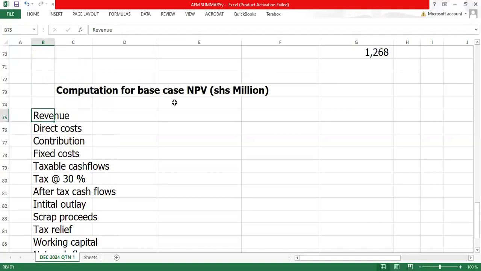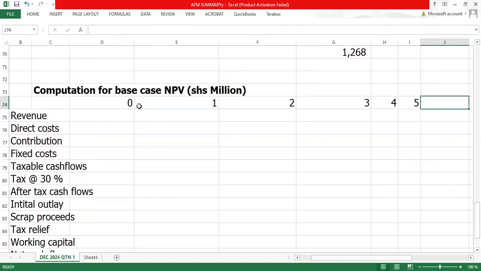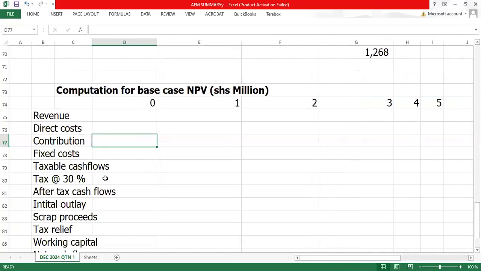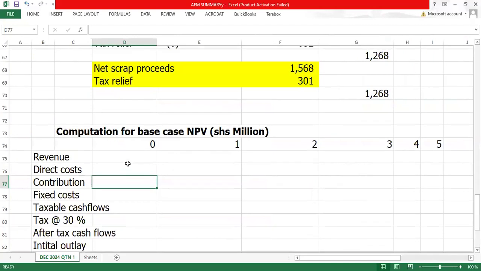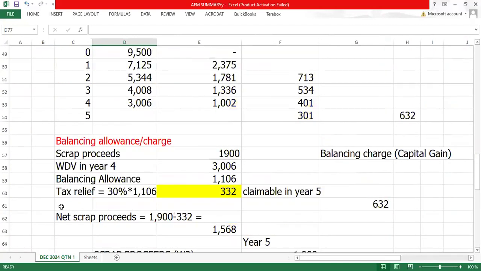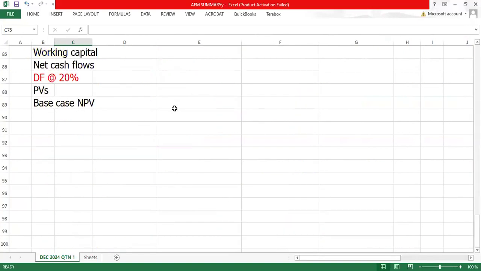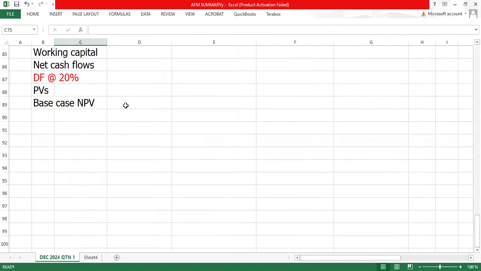So you will have year 0, year 1, year 2, year 3, year 4, and year 5. Plus, do we have year 6? Yes, because of our tax related part. Okay, so this is what you will have. You just put in your figures. If it's revenue, you put your figures. I wanted to show you the format.